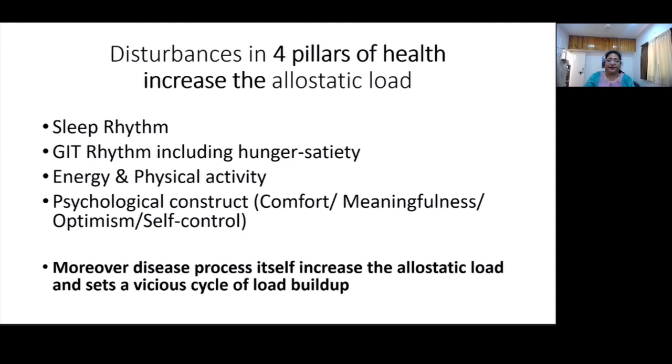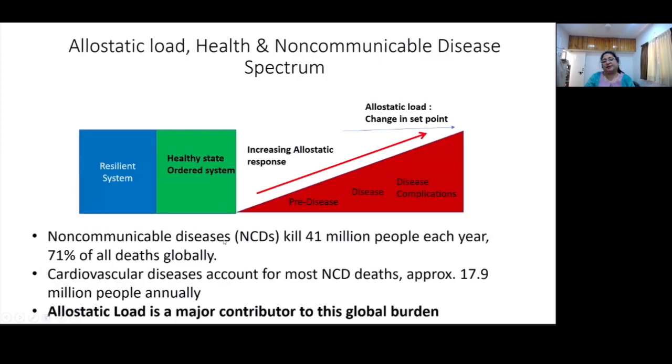So you can see in the previous slide that if we don't control the pre-disease or disease state, the allostatic load will go on increasing, and thereby the non-communicable disease spectrum shifts more towards complication. So it starts with a pre-disease state, and over a period of time it shifts to disease complication.